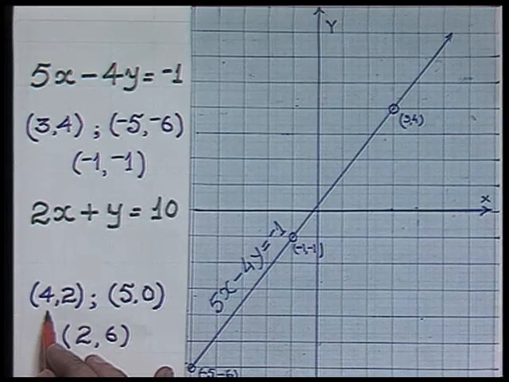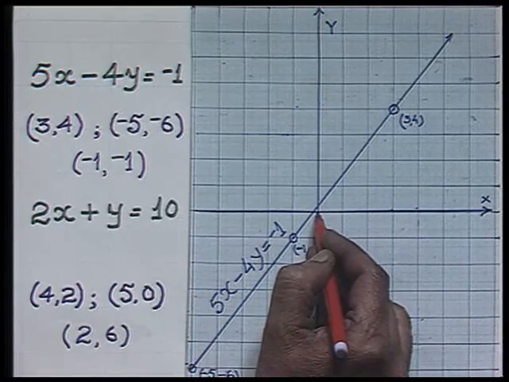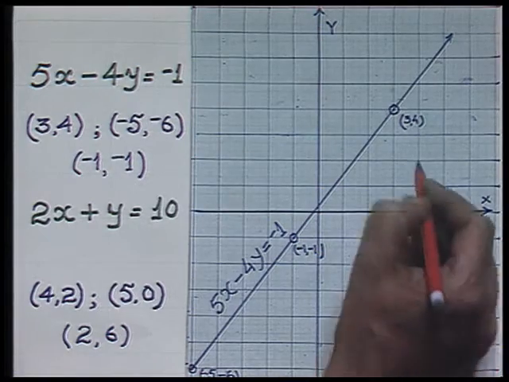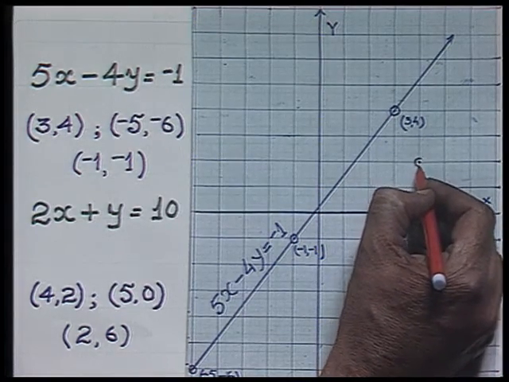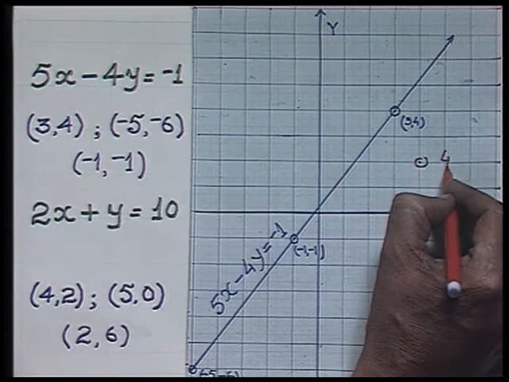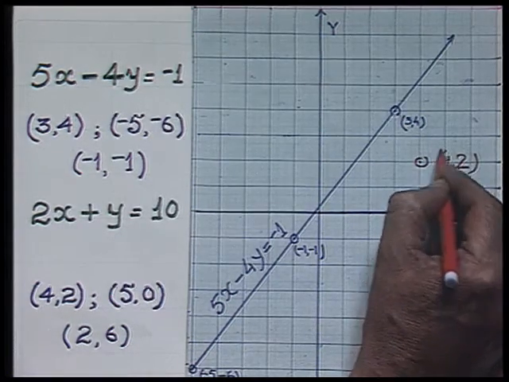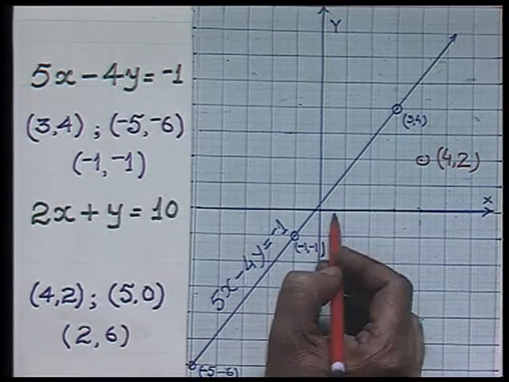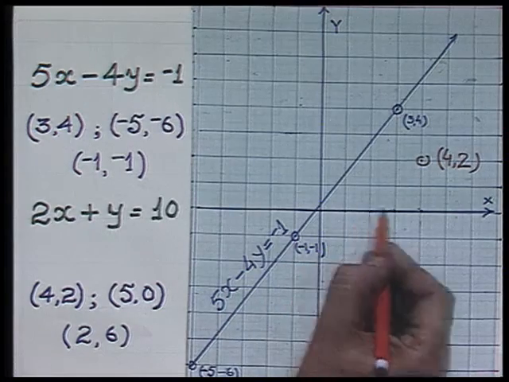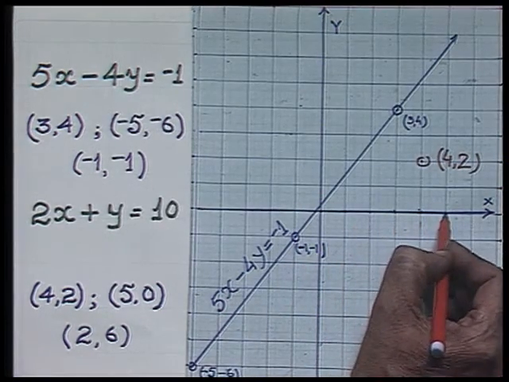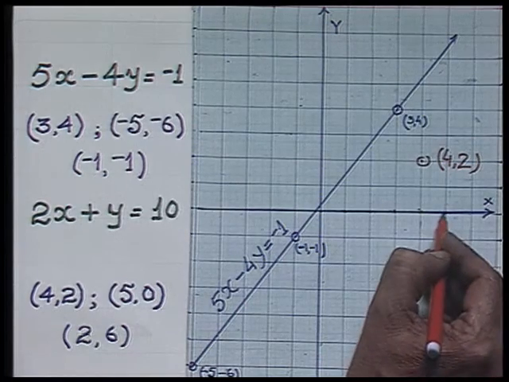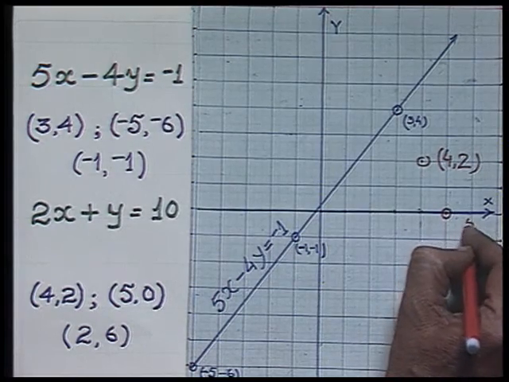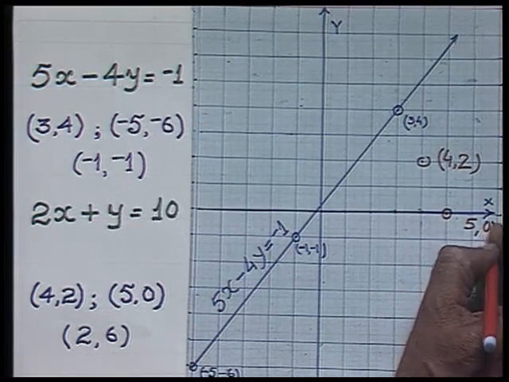For this, ordered pairs are 4, 2. 4 units again we move to the right of the origin, 1, 2, 3, 4, and 2 units up. So this point is 4 and 2. The second ordered pair is 5, 0. So for 5 units, 1, 2, 3, 4, and 5. And since the other point is 0, I need not move up or down. So this point is 5, 0.